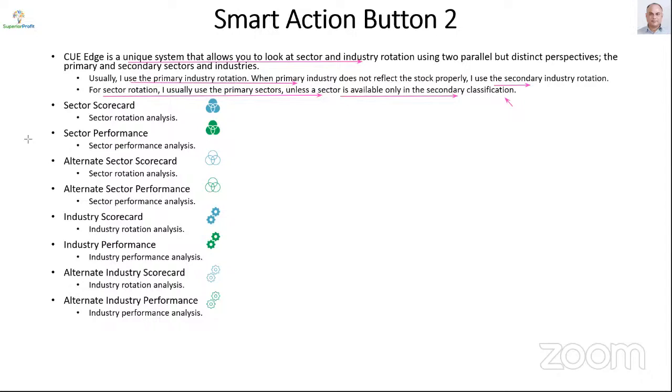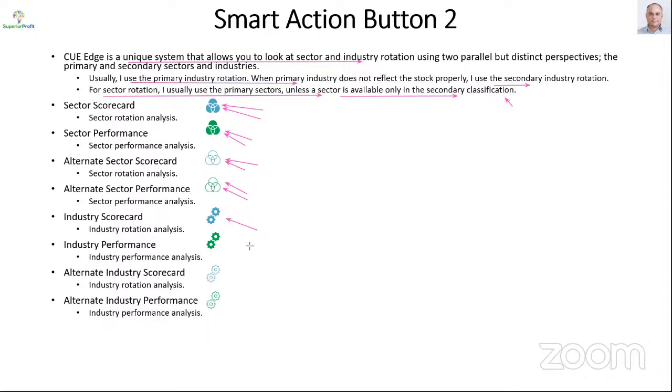The smart action buttons for sector, industry, scorecard, and performance tables are this. The cyan buttons are usually related to scorecard. Concentric circle cyan color, you know it is sector relative scorecard, and concentric circles green color, that is the other color scheme, not cyan, green, so it is performance. Alternates are in non-bold case. So cyan color is alternate sector scorecard, and then green alternate sector performance.